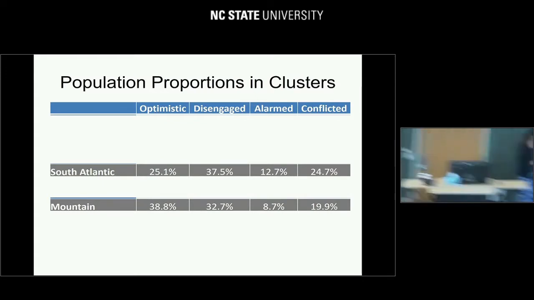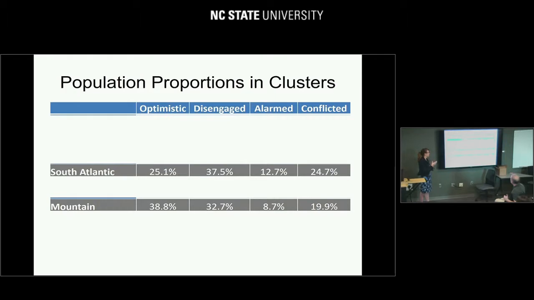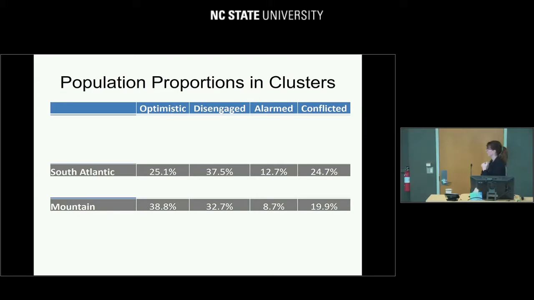So first what we did is look at the population proportions in clusters from the survey data. And I just whited out some of the other parts of this table so it wouldn't be too confusing, and just focused on the South Atlantic and mountain regions. So South Atlantic is where Cary is located. So hypothetically, Cary would have that population breakdown of optimistic, disengaged, alarmed, and conflicted. This didn't work very well, so we also looked at the mountain region, which had the highest percentage of optimistic in the initial populations. And so we're just looking at what's going to work best to match the data.